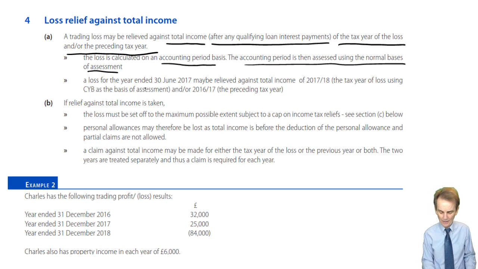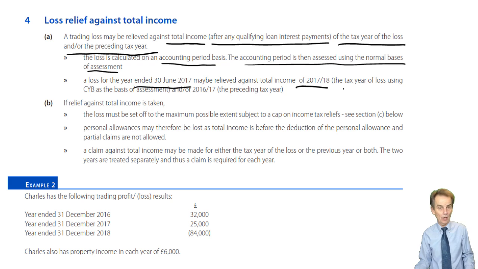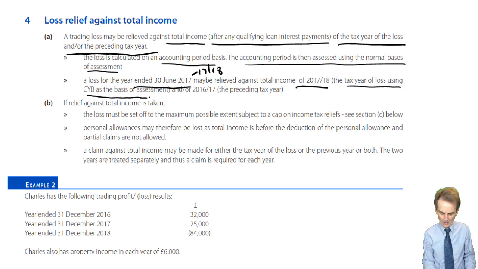So as we saw, if we had a year ended 30th of June 17, that could be relieved against the total income of the current year, 17-18, because that ends in the 17-18 tax year. Do hope we understand our bases of assessment, otherwise we're going to struggle with these loss reliefs. The tax year of loss, using CYB as the basis of assessment, and also the preceding tax year, 16-17 there.